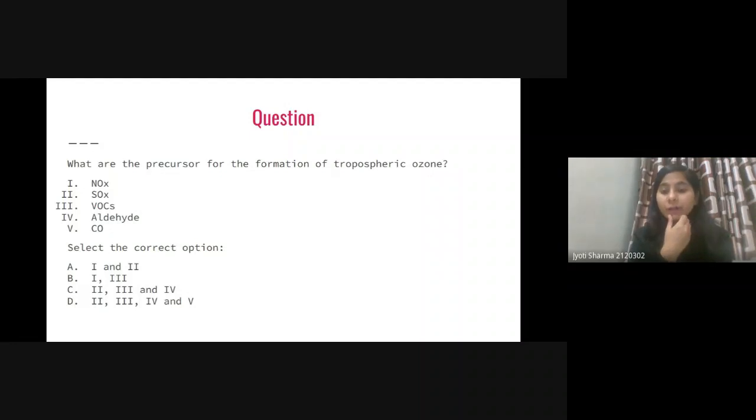Okay, so we talked about the stratospheric ozone. Now there is one question about the tropospheric ozone. For the formation of the tropospheric ozone, we must have some precursors. So you have to tell me what kind of precursors can lead to the formation of the tropospheric ozone. I have options: NOx, SOx, volatile organic compounds, aldehyde, and carbon monoxide. So you have to tell me which answer is right.